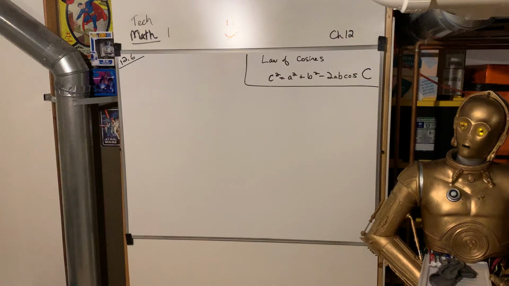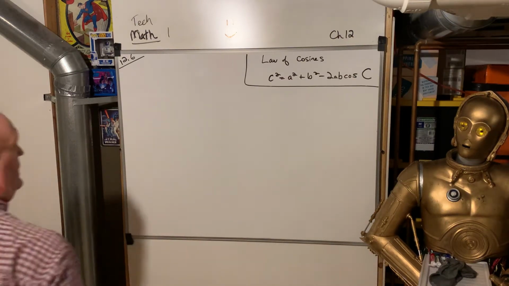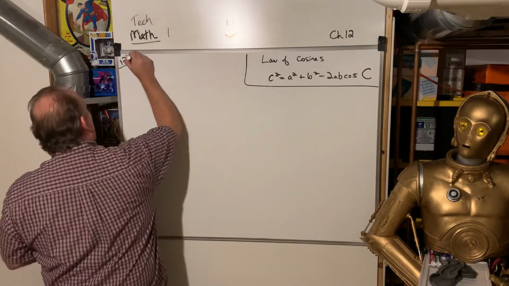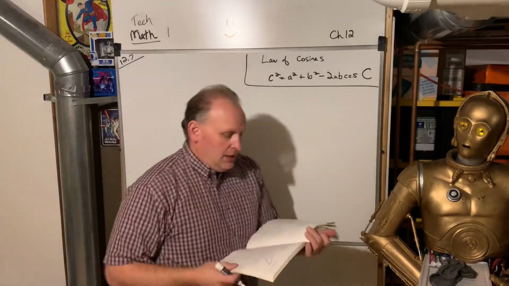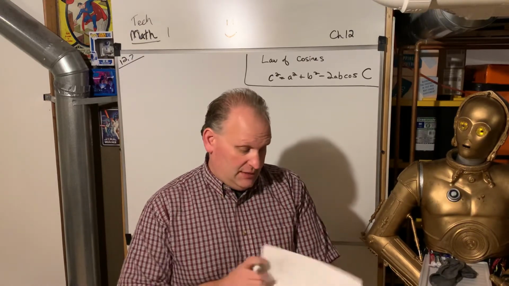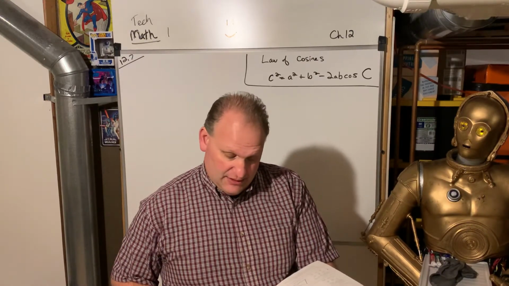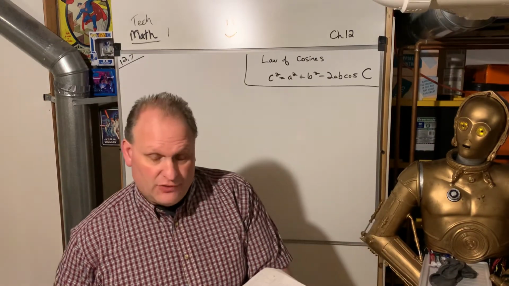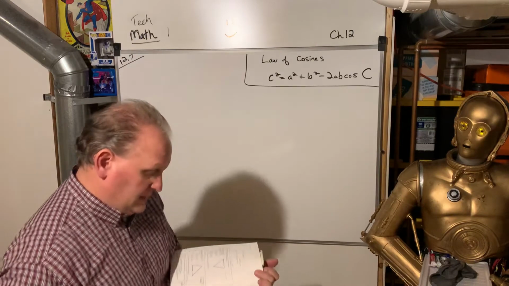All right, this is Techmath1. We're looking at 12.7 in chapter 12 of the book. And so we're doing Law of Cosines. Take a look at number 46 on page 523, 12.7, the Law of Cosines.